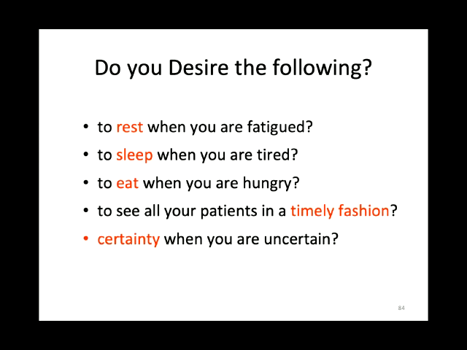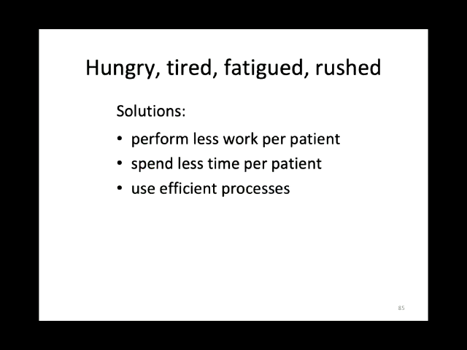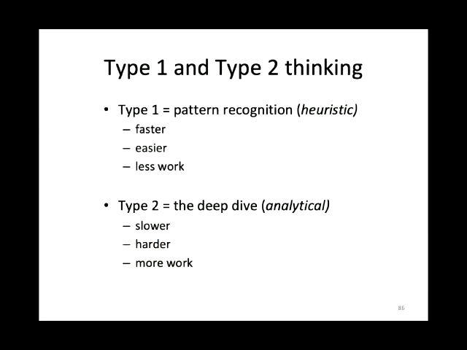And so because these are inherent desires that we have, they're logical, they're reasonable, there's nothing out of the ordinary for any of these, they will lead us to behave differently. For example, you will perform less work per patient, spend less time per patient, or use efficient processes if you're under the gun for time and you're falling behind. And these are all logical solutions, and we all do them, but unfortunately they increase the probability that we can make an error.